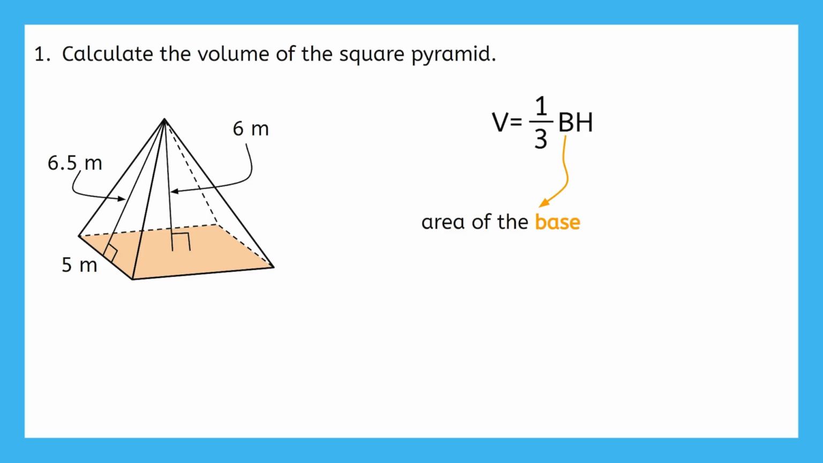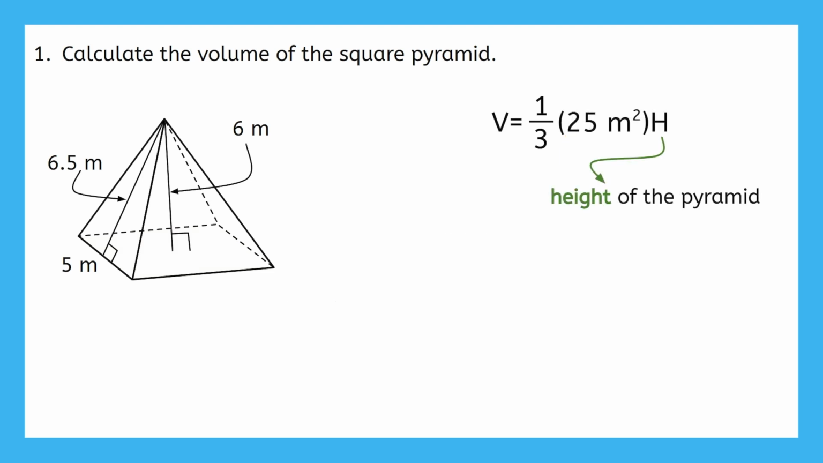What is the area of the square? The base and height of this square, or little b and little h, are both 5 meters. Multiplying those gives us 25 square meters. We can substitute that in for big B and move on to big H, the height of the pyramid.